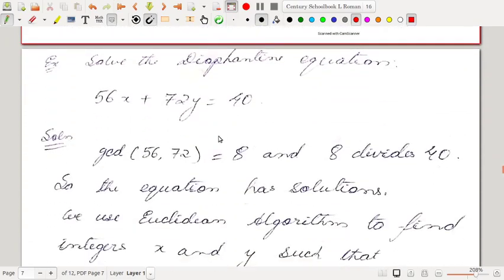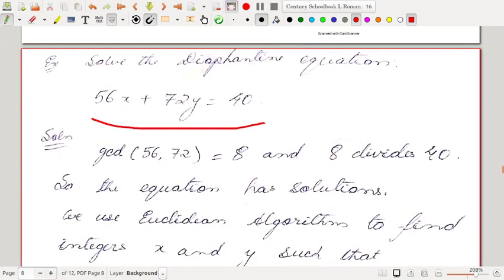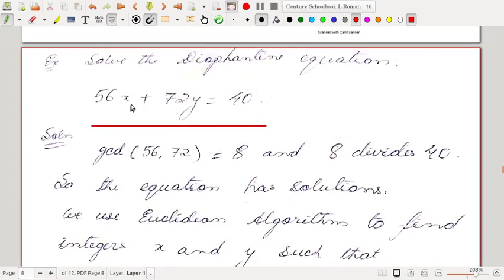Solve the Diophantine equation 56x plus 72y equals 40. It is very difficult to find which values of x and y satisfy this by trial and error. It may happen that you get it in the first trial itself, or it may happen that you do not get it even in the 100th trial. So there is no surety. If you get it in the first trial itself, there is no need to go for the Euclidean algorithm. You just write the general solution.